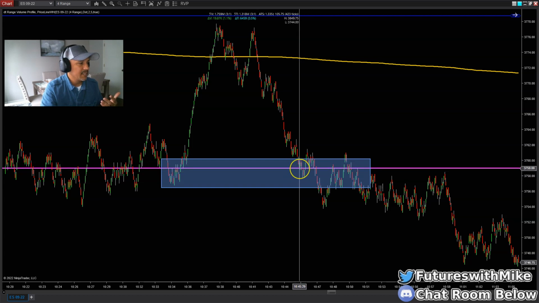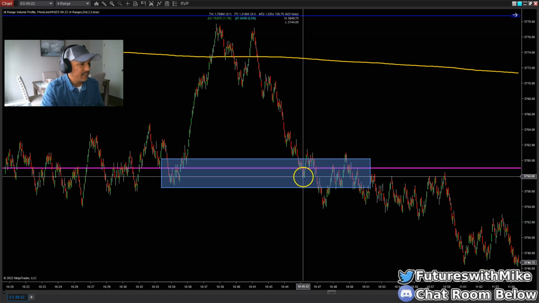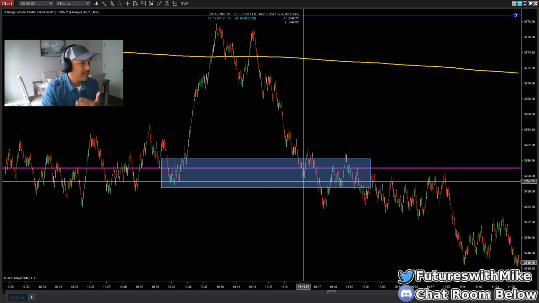So this to me is not considered a full lower low until I see that imprint of either a red candle to the downside closing, or a red candle wicking down to the downside. So that's all about learning candlesticks as well, guys.